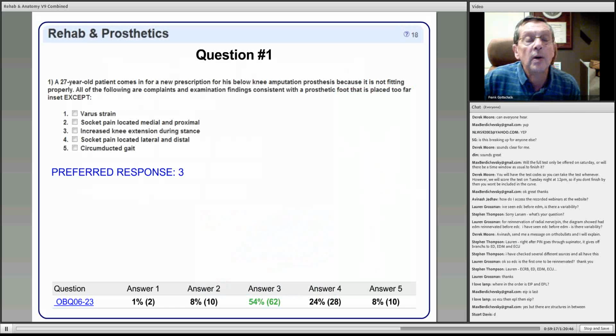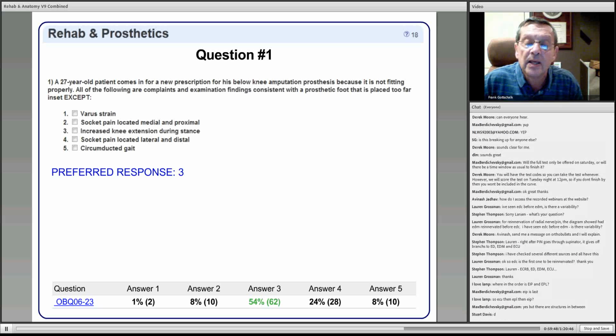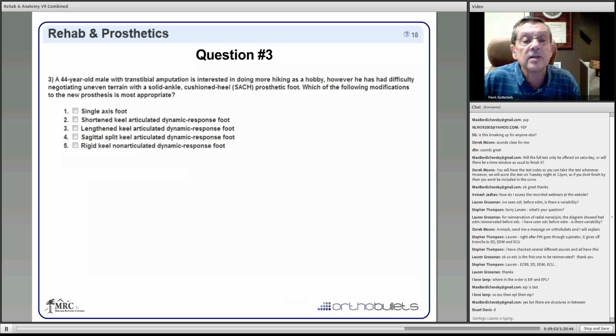So back to the question, the wrong answer is number 3, increased knee extension during stance phase, which is the only one that doesn't occur. All the others are correct. Now, if one looks at the answers, only about 50% of test takers got that one right. And number 4, the socket pain is located lateral and distal, which is actually different, which you would see with the inset foot rather than the outset foot.